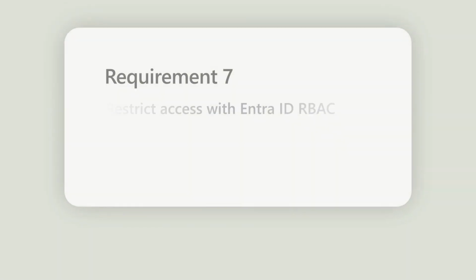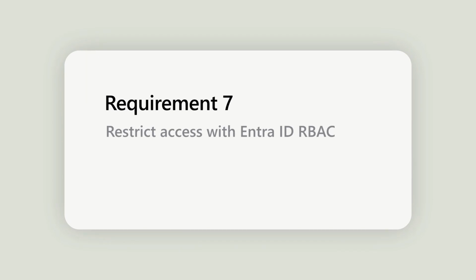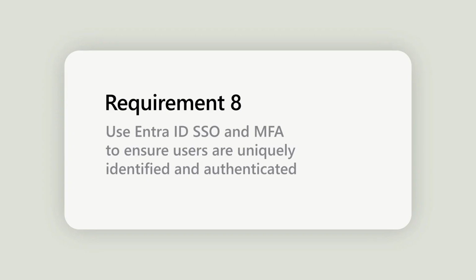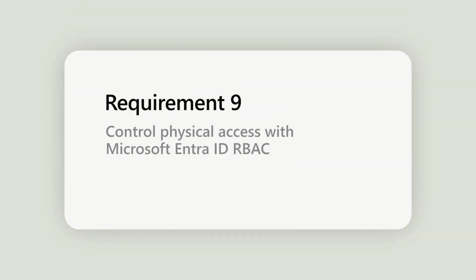Goal 4 is to implement strong access control measures. Thus, requirement 7 is to restrict access to cardholder data based on business needs using Microsoft Entra ID role-based access control to assign the minimum necessary permissions. Requirement 8 is to ensure users are uniquely identified and authenticated before accessing system components with Entra ID single sign-on or SSO and multi-factor authentication. Requirement 9 is to control physical access to cardholder data by leveraging Microsoft Entra ID RBAC settings to restrict access to sensitive data environments exclusively to authorized personnel.